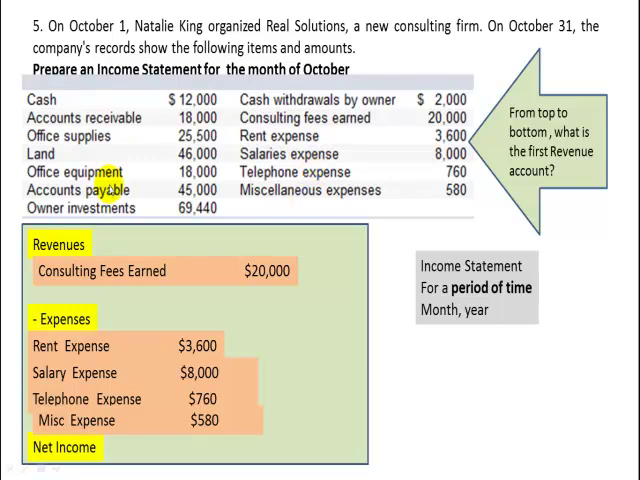So on an income statement, we don't care about assets, we don't care about liabilities. All we care about are two things: revenues and expenses. And we'll add up all of our expenses. Let's see, that comes out to $12,940. Subtract those expenses from our revenues and come up with net income of $7,060. I think we're done.